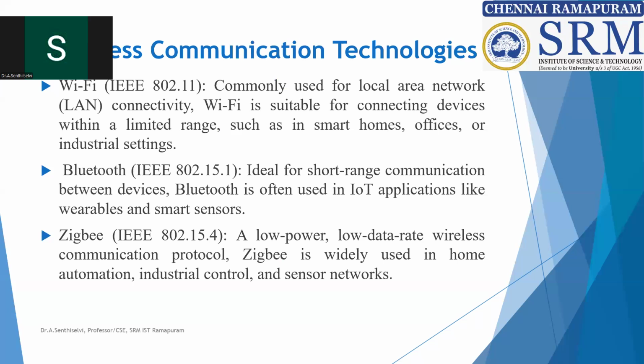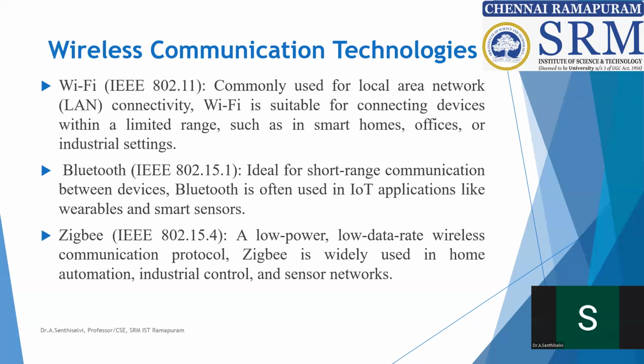First one is wireless communication technologies. Under wireless communication technologies, the first one is Wi-Fi. It is IEEE 802.11. It is used for local area network connectivity, and Wi-Fi is suitable for connecting devices within a limited range, such as smart homes, offices, and industrial settings.